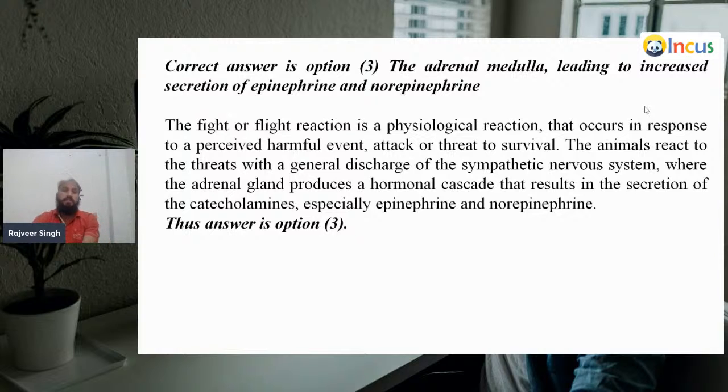Because the fight and flight reaction is a physiological reaction that occurs in response to a perceived harmful event, attack or threat to survival. The animal reacts to the threats with a general discharge of the sympathetic nervous system, where the adrenal glands produce a hormonal cascade that results in the secretion of the catecholamines, especially epinephrine and norepinephrine. The answer will be third.